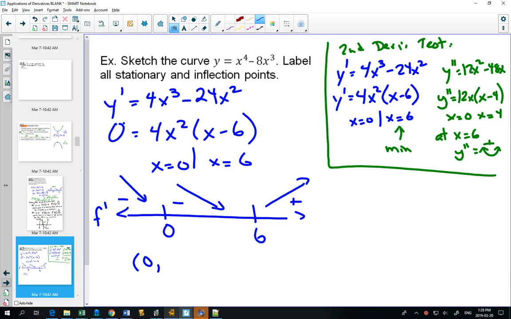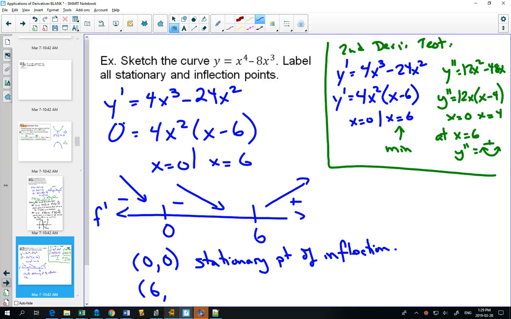So if we're labeling things, we've got the point 0, 0 as a stationary point of inflection. And 6, some big numbers here. What's 6 to the power 4? 1296? Oh, I don't know. That's what came to my head right away, but I don't know if I trust that. Yeah, it is. Okay. 1296 minus 8 times 6 cubed. Negative 432. What a beautiful point. And we know that that's a local min.